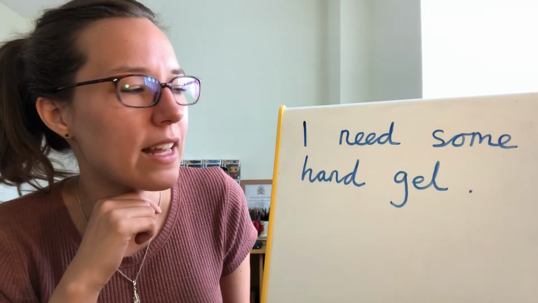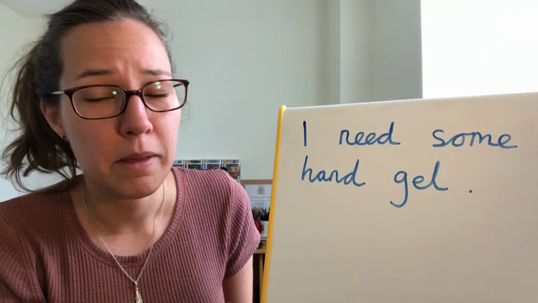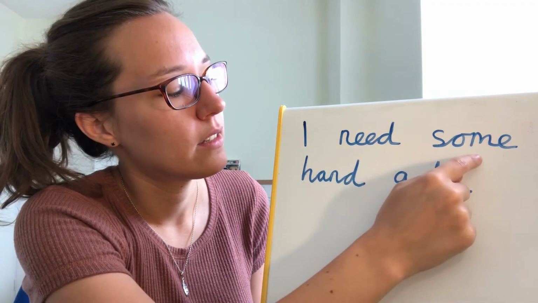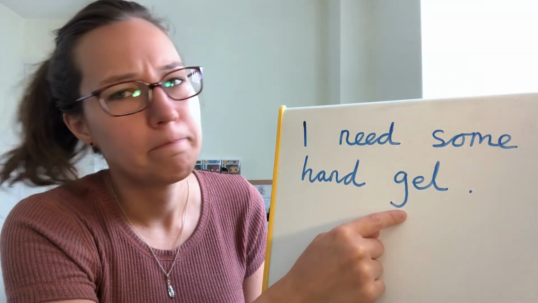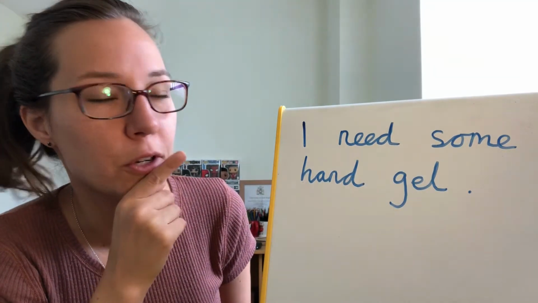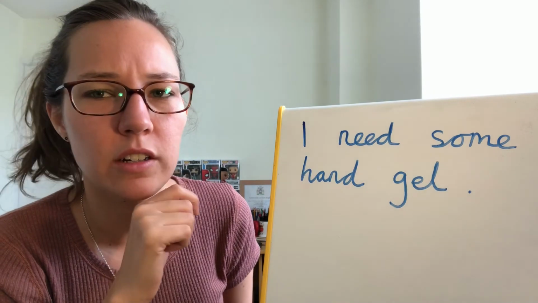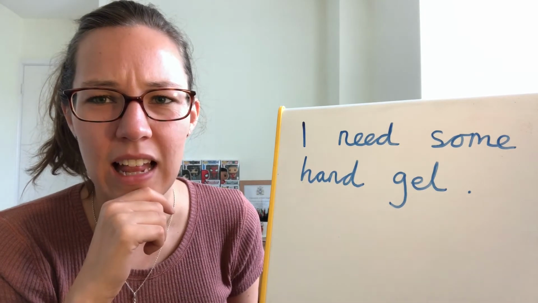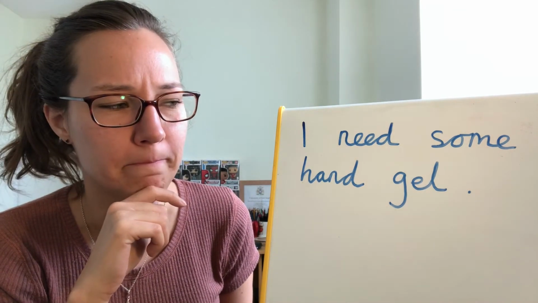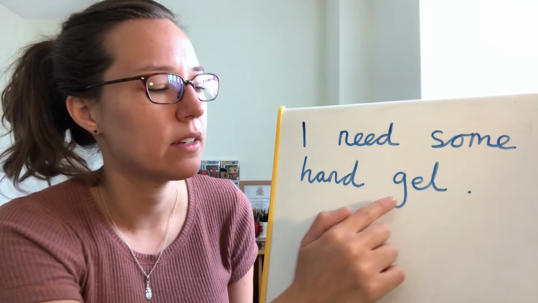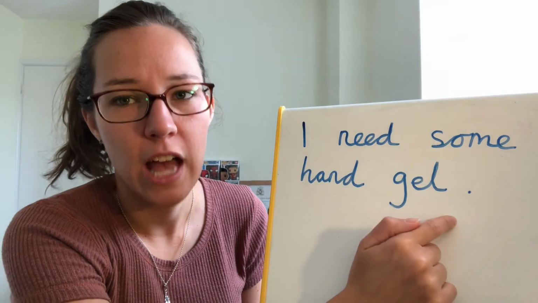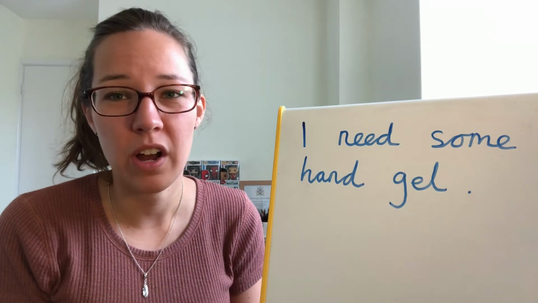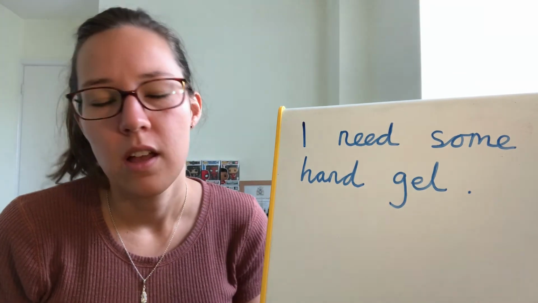So here I've got a sentence that we're going to read together. This is something you might have heard people saying a lot recently. Let's read it together then. I need some hand... Here's that letter G and I'm not sure which sound it makes. So I'm going to try it with the hard G sound first. G-L. Gel. I need some hand gel. Sounds a bit funny to me. Let's try it with that soft J sound instead. G-L. Gel. I need some hand gel. So you see, by sounding it out, we can work out whether it makes the hard G or the soft G.